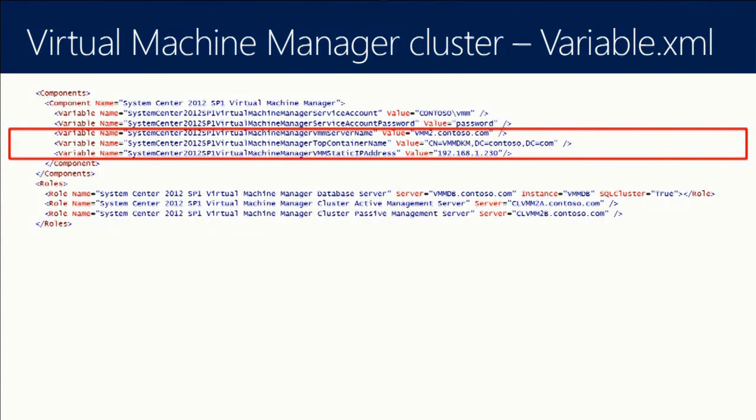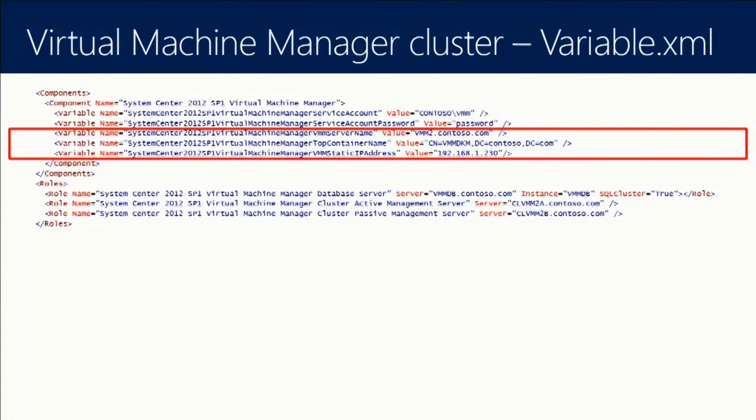A VMM cluster, instead of installing the Virtual Machine Manager management server, you're going to install a cluster active management server and a cluster passive management server. It knows the dependency between them. You also have to say what the cluster name is going to be. So in this case, those are my node names, and VMM2 is actually going to be my cluster name, my VMM server name, and the AD container for the distributed keys.